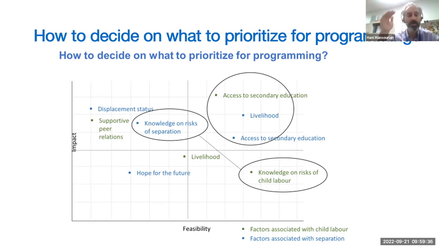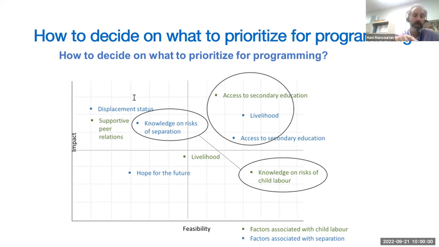You can do the same exercise for every risk and protective factor. And then you end up with a diagram like this. Now, we want to probably address all of the things that end up in that right upper-hand quadrant. So here we have access to secondary education for child labor and for education, which means if you address access to secondary education, you're supporting prevention of child labor and separation.